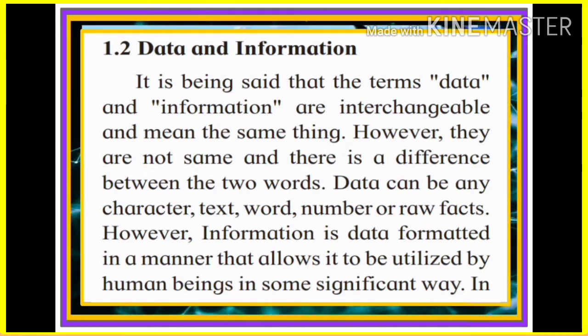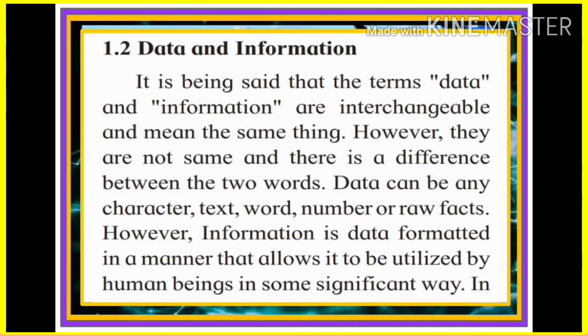It is being said that the terms data and information are interchangeable and mean the same thing. However, they are not the same and there is a difference between the two words. Data is different and information is different. Data can be any character, text, word, number or raw facts. However, information is data formatted in a manner that allows it to be utilized by human beings in some significant way. In simple words, meaningful data is called information.